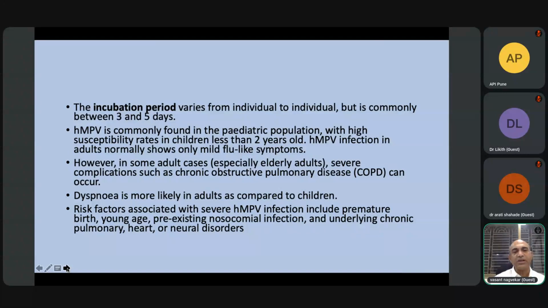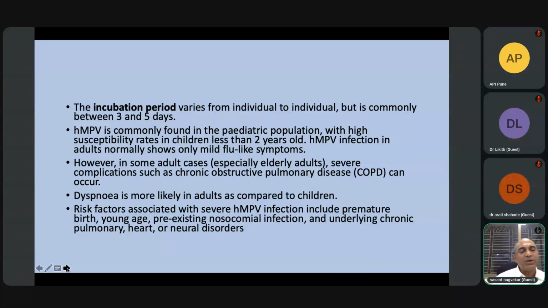The risk factors associated with human metapneumovirus infection include premature birth, young age, that is less than 1 year of age, pre-existing nosocomial infections, and underlying chronic pulmonary, cardiac, or chronic liver disease or neural disorders, and especially immunocompromised patients like solid organ transplant and predominantly hematopoietic stem cell transplant. I think the major population which human metapneumovirus would hit is children below 1 year of age, people more than 65 years of age, and possibly those with associated comorbidities.